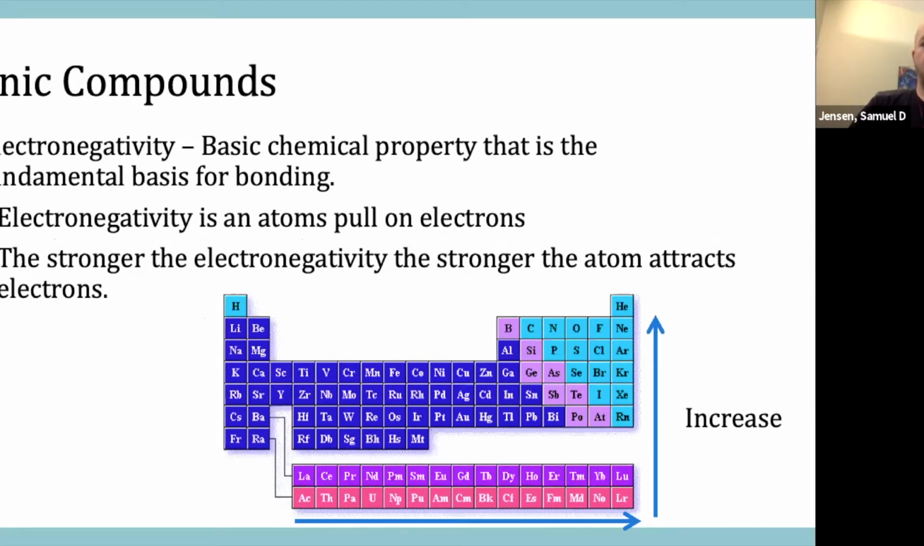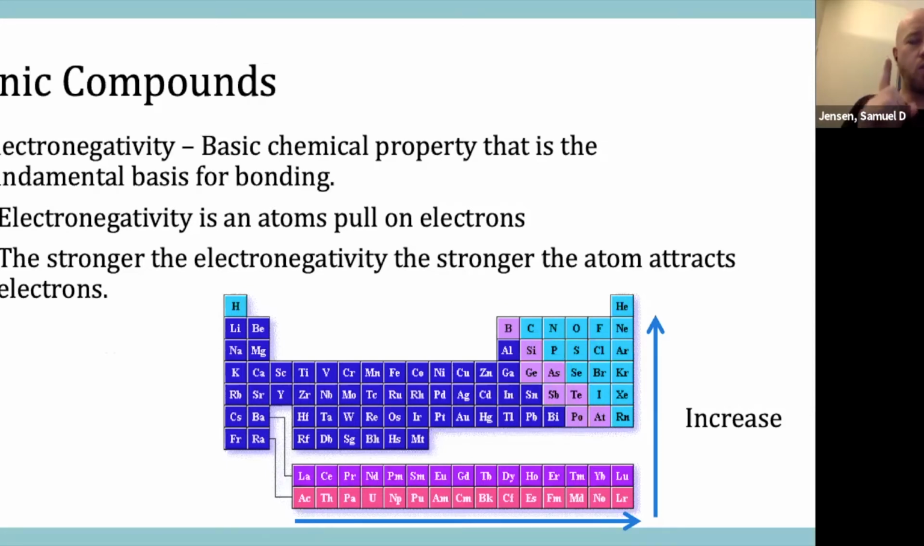So most of our bonding is driven by what's called electronegativity. Okay, it is a chemical or atomic property that deals with an atom's pull on electrons. Okay, and so down here at the bottom you have the periodic table. Electronegativity increases as you go this way across the periodic table and up. So the stronger, more electronegative atoms have a stronger pull on electrons. And so this is how we get the difference in charges.